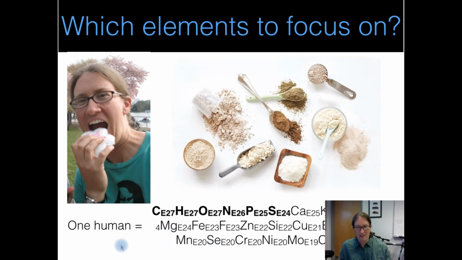Conveniently enough, the 6 most abundant atoms in this human, so carbon, hydrogen, oxygen, nitrogen, phosphorus, and sulfur, are the most abundant elements that are found in most living organisms. So in general, we're going to be able to focus our efforts just on these 6. So the next question is, what do we actually need to know about these atoms? First, we need to know what atoms are made of to know more about how they function and interact with each other.